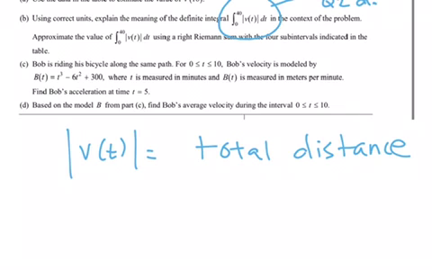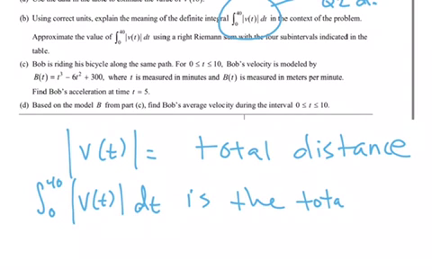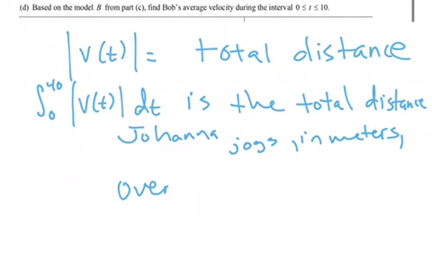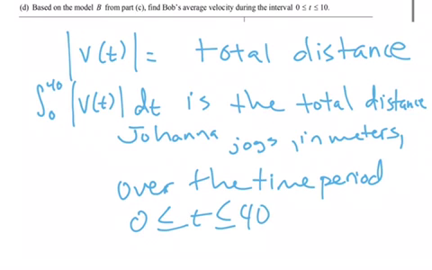Now if you want to write this formally, we can say the integral from 0 to 40 of the absolute value of v(t) dt is the total distance Joanna jogs, in meters, over the time period 0 to 40 minutes. I can't spell Joanna. And that's it. That's all you got to do for the first part.